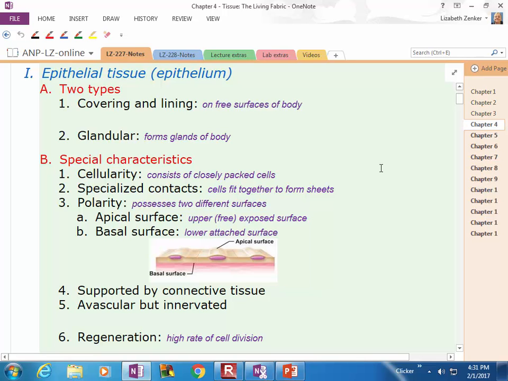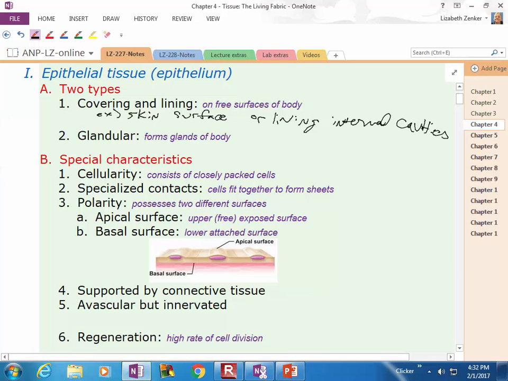So coverings and linings are on free surfaces of the body. That means there is always air next to one of the sides of the epithelium. And we use the term the apical surface oftentimes when we're talking in lab. So an example would be skin surfaces, or also lining internal cavities. I'm sorry? Lining of the lungs? Yeah. So lining any cavity, and even the tubes into the lungs, the bronchioles, that type of thing. So, or lining internal cavities. And then the other kind, glandular, forms glands of the body.